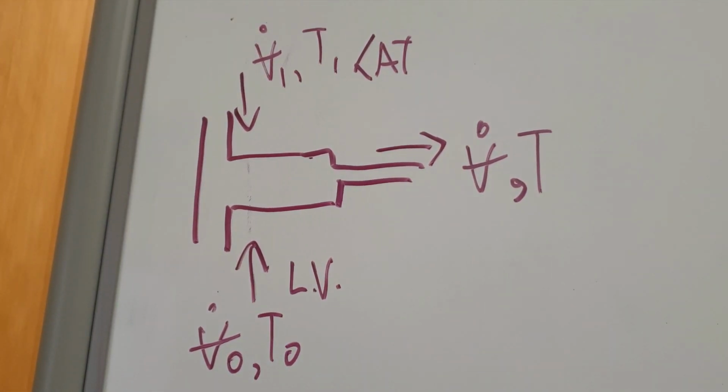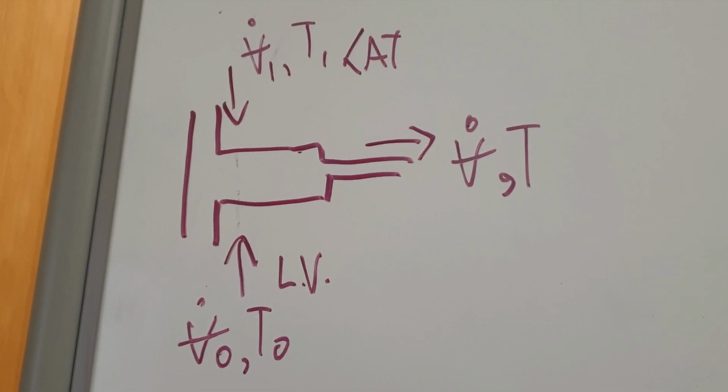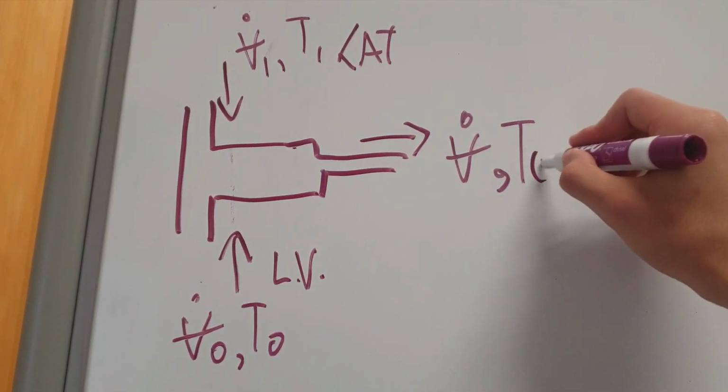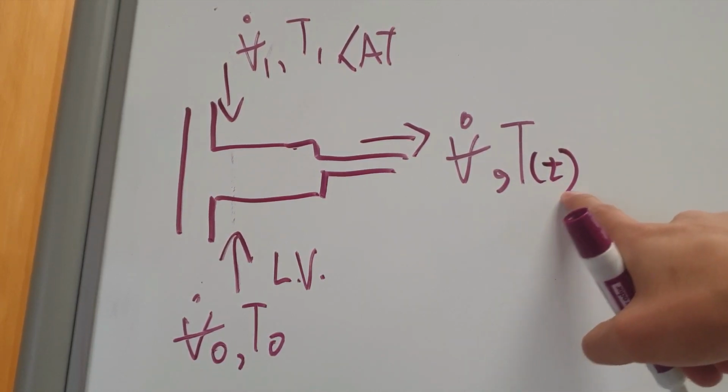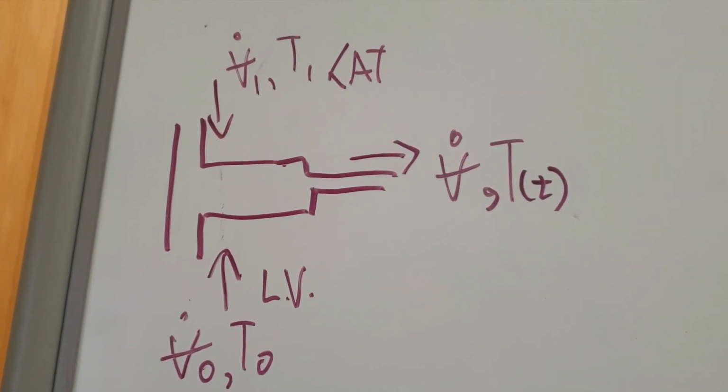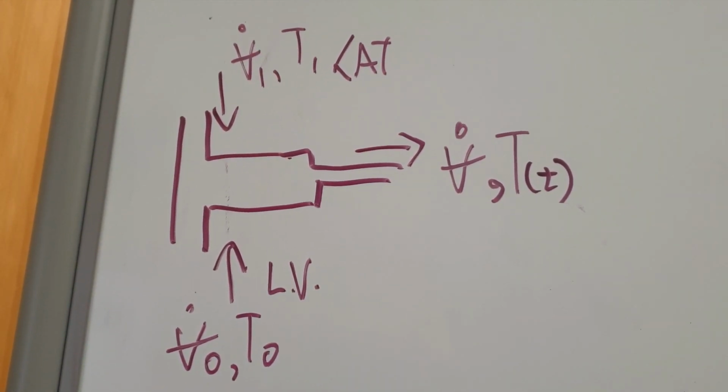And we have to use a conservation principle to derive an equation for the total blood flow emerging from the ventricle and the transient temperature of blood leaving the ventricle. So actually, it's T of small t, with t representing time, so it's a transient temperature. So let's use the mass conservation principle first.